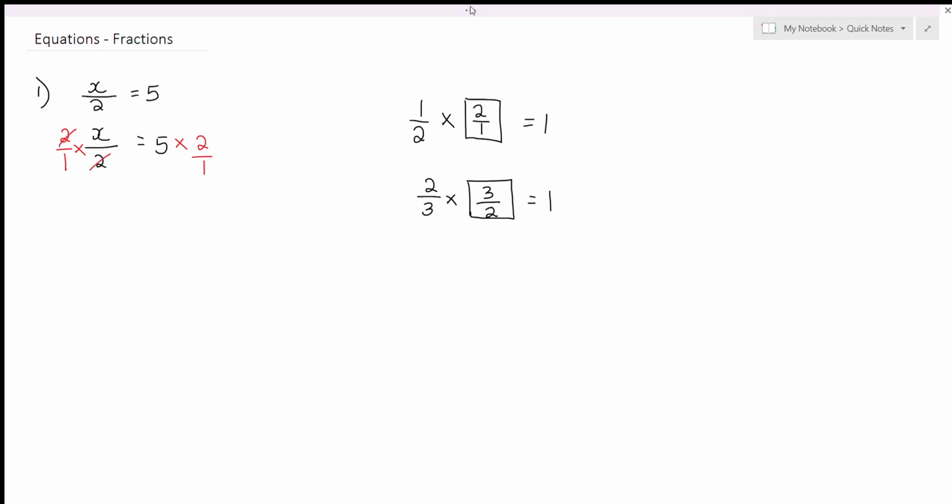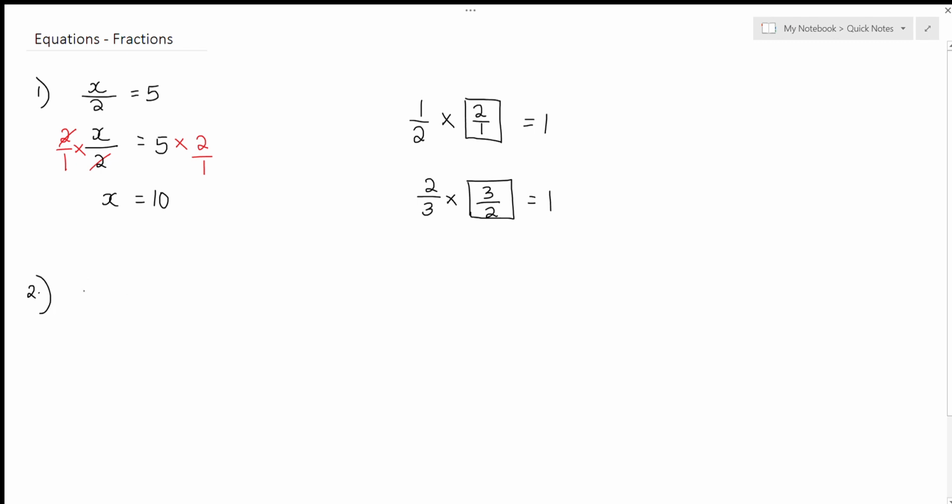And on the left-hand side, I would be left with x is equal to 5 times 2, and 5 times 2 is 10. Now you can test your answer. You can take your answer and go back to the beginning and say 10 divided by 2 will give me 5. And therefore, you know your answer is correct. Right, let's have a look at number 2.